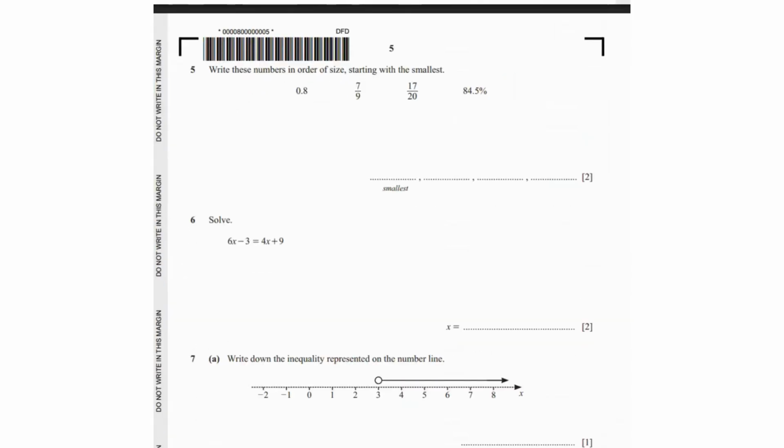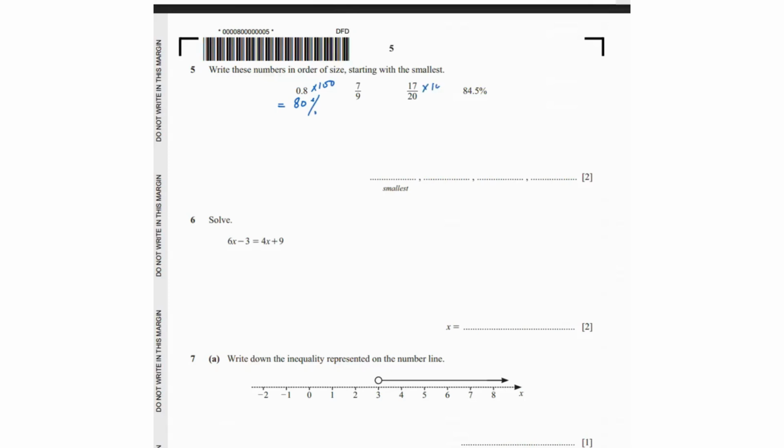Then write these numbers in order of size starting with the smallest. So we need to convert them into the same format, either as fractions, percentages, or decimals. I'm going to convert them as percentages. To convert anything into percentage, you have to times it by 100. So 0.8 times 100 is going to be 80%.